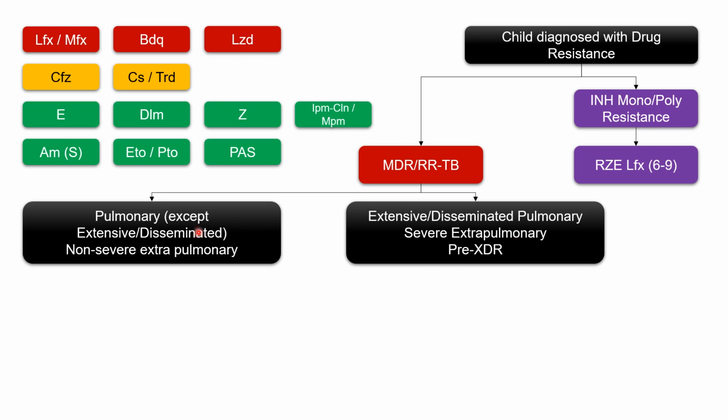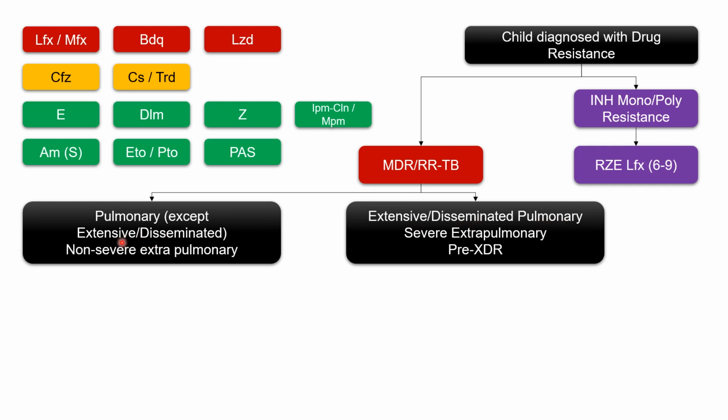So look at the two groups again. First, pulmonary except extensive or disseminated, that means all the pulmonary drug resistant TB from which extensive and disseminated, that means severe cases, have been removed, and non-severe extrapulmonary cases. That means this is resistant TB but not that severe. This is that category.